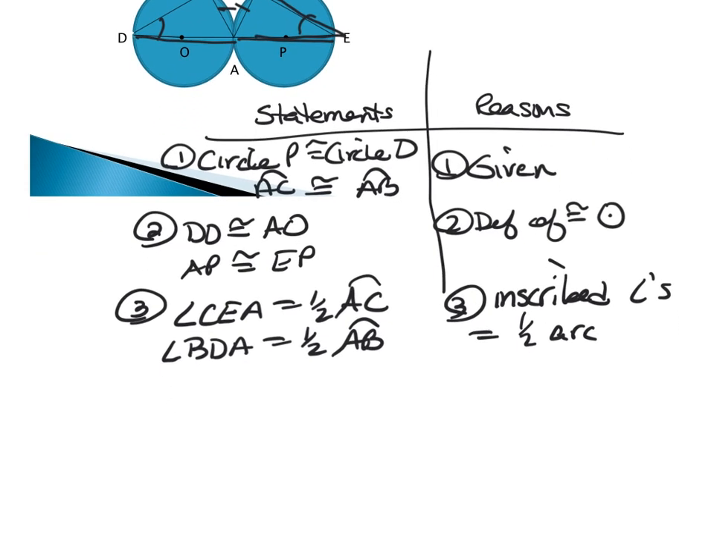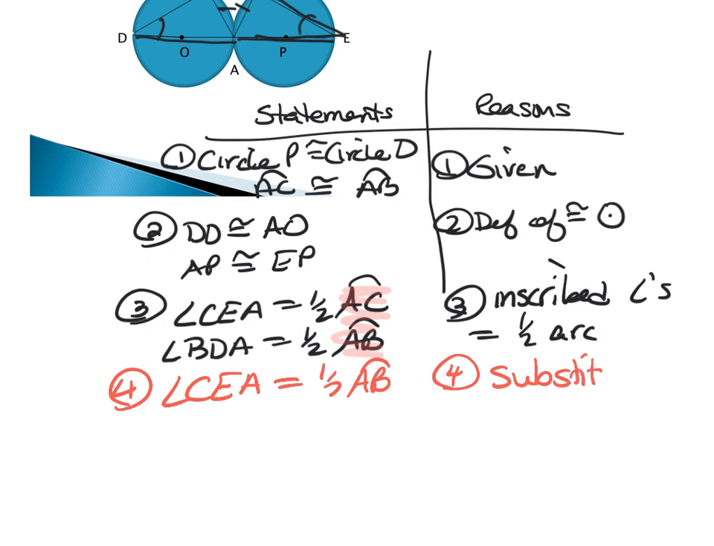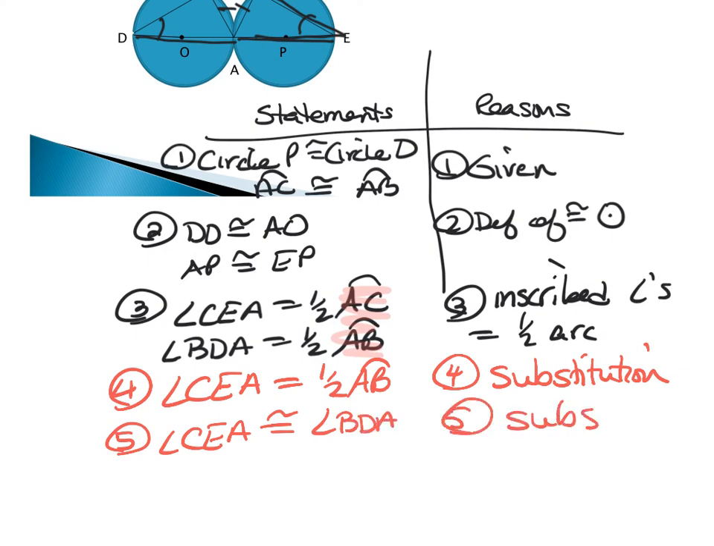Next, I'm going to do substitution. Since I already know that these two arcs are congruent, I'm now going to say that angle CEA is equal to 1/2 AB. So this would be substitution. And now I'm going to do substitution again and say that angle CEA is congruent to angle BDA, which will be substitution again.